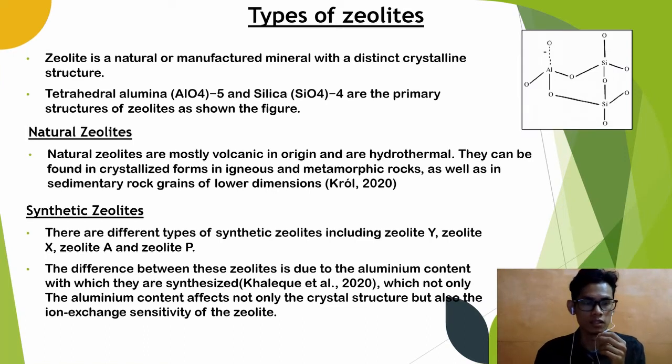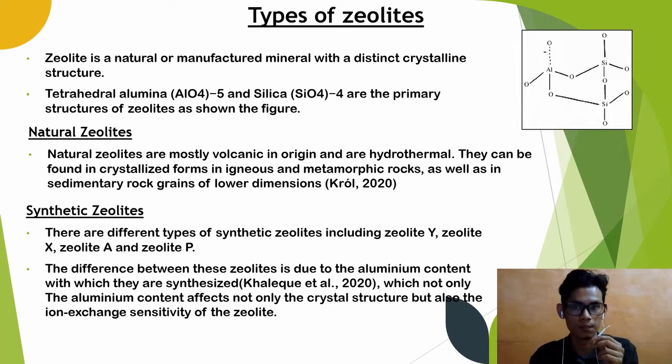Zeolite is a natural or manufactured mineral with a distinct crystalline structure. Tetrahedral alumina and silica are the primary structure of zeolite as shown in the figure. Natural zeolites are mostly volcanic in origin and are hydrothermal. They can be found in crystalline form in igneous and metamorphic rock as well as in sedimentary rock grain of lower dimension.